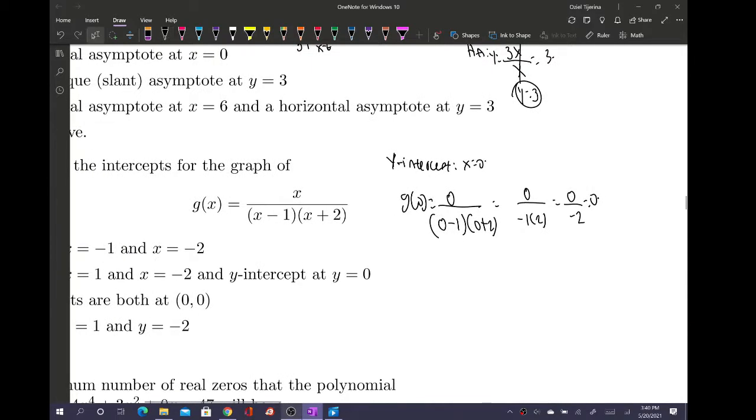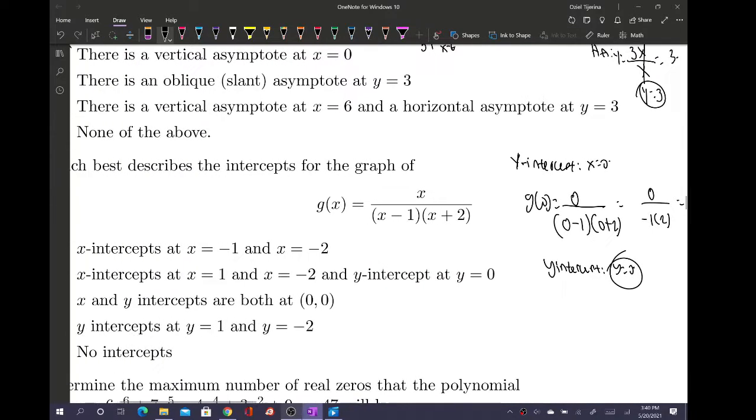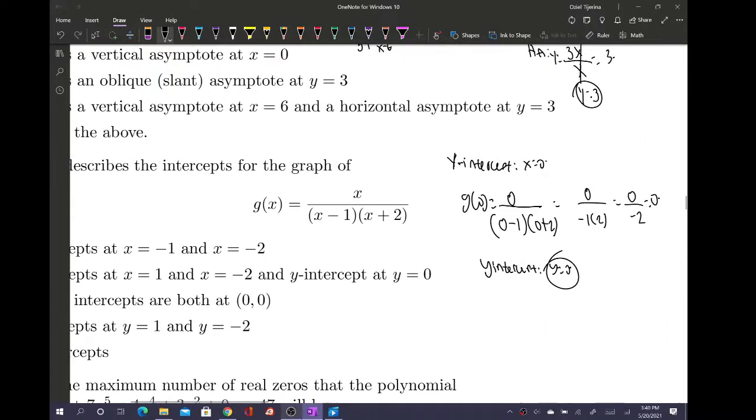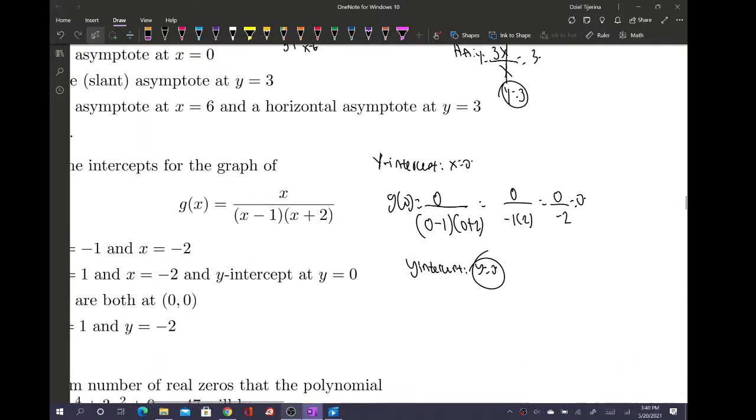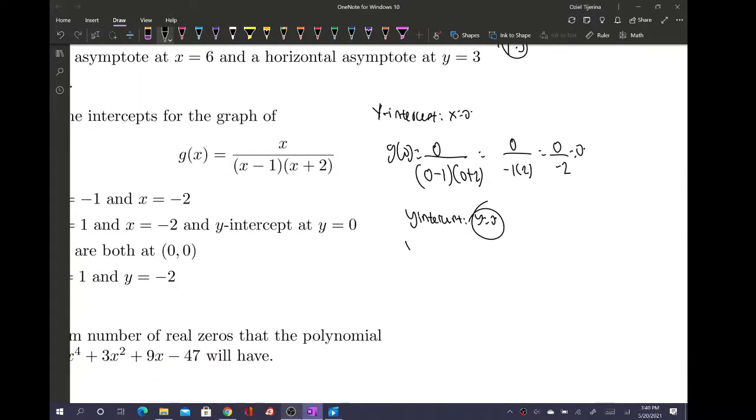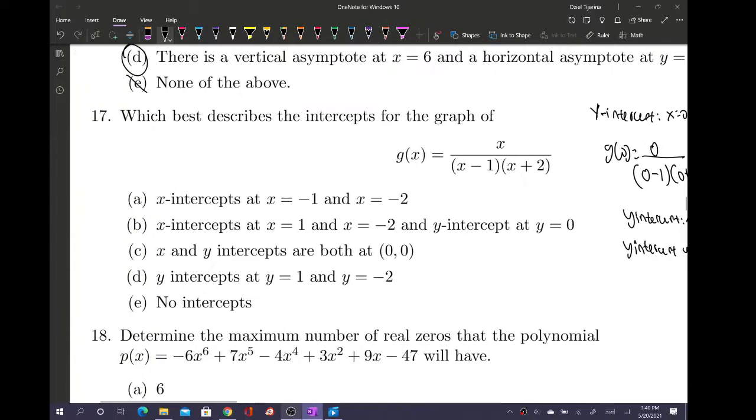So the y-intercept is y equals 0, right? It's at y equals 0. The y-intercept is at y equals 0, right?